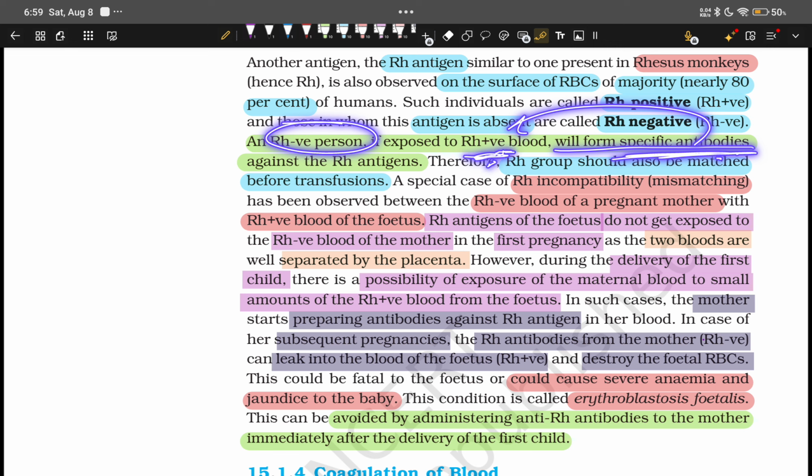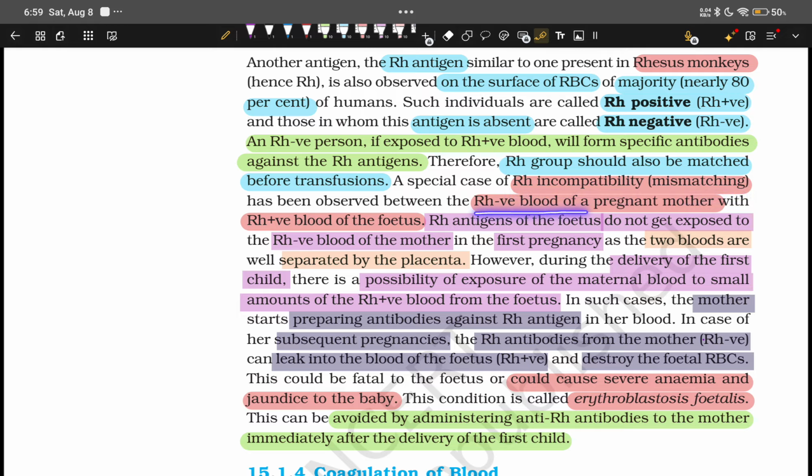And when it kills, there will be anemia for that person, RBCs will be destroyed, and it will be severe. Now, the Rh group should be matched before transfusion, that's also important. Now there is one special case of incompatibility, which is Rh incompatibility, or mismatching.